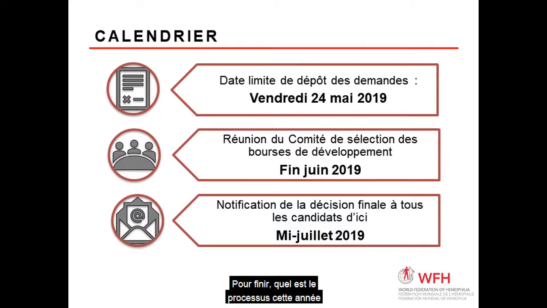And finally, what is the process this year for the call for applications? As you know, we announced the call for applications mid-March, and you have about 2 months to submit the project proposals. The deadline is May 24th. We will have the meeting of the Development Grant Selection Committee at the end of June, when the committee members get together and review the applications and select the ones that are approved for funding this year, and we will be able to communicate final decisions to all applicants by mid-July. So these are the steps that are left in the call for applications for this year and the timeline.